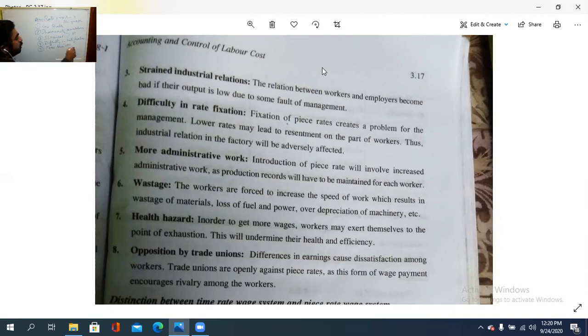Work കൂടുന്നു, അതാണ് official work കൂടുന്നു. So introduction of the piece rate will involve increased administrative work, loss of fuel and as production records will have to be maintained for each worker, because മറ്റേന്ന് പറഞ്ഞാൽ ഒരുമാതിരിപ്പെട്ട ഇതെല്ലാം എന്താ സെയിം ബേസ്ഡ് ഓൺ ദ സെയിം ടൈം, അതുകൊണ്ടാണ് ഇത് ഓർക്കേണ്ടത്. എന്നാൽ ഇതിനകത്തോ more administrative work will be there, because each and every employee is having their output records.